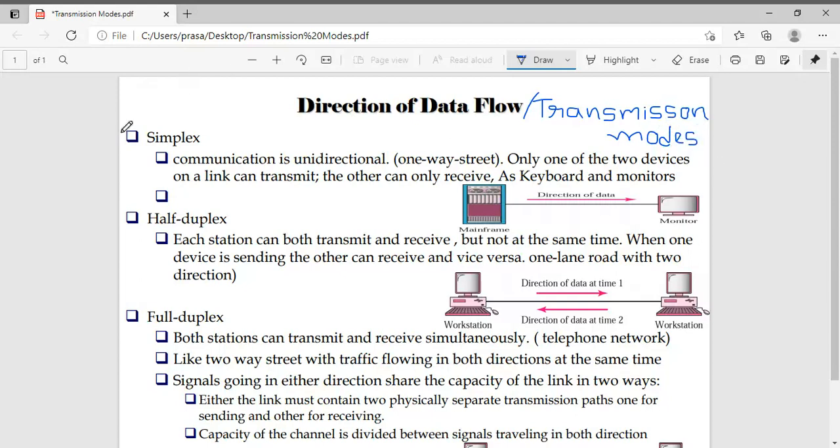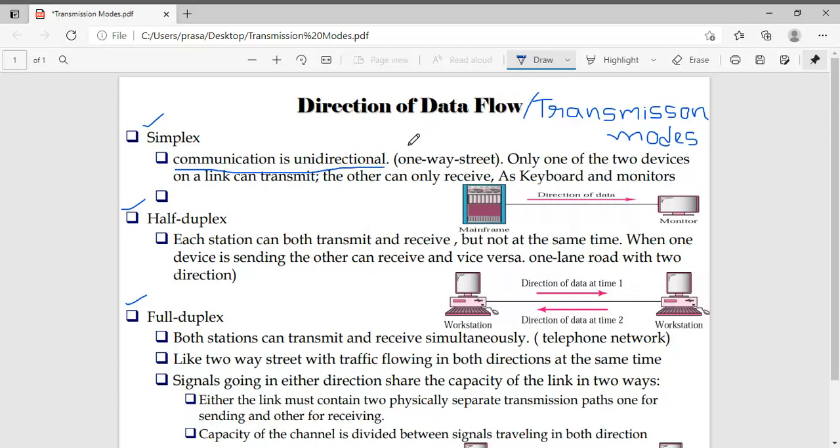Now coming to the picture, okay, there are three modes which are available. One is simplex, the second one is half duplex, and the last one is full duplex. Very simple to understand this particular concept, what exactly is going on. Okay, in the environment where we transfer the data, there are various possibilities of transmission of the data.